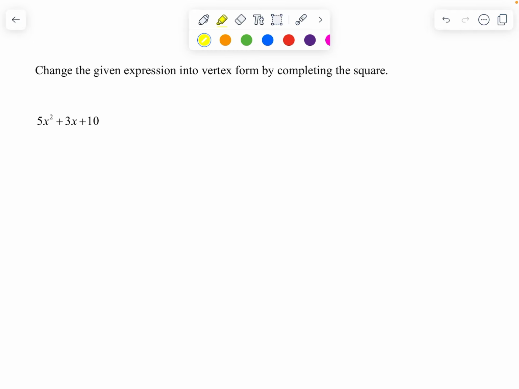So it says change the given expression into vertex form by completing the square. Well, when we're looking at this, the vertex form isn't really what matters. Completing the square is going to be the bread and butter of what we're going to be doing.